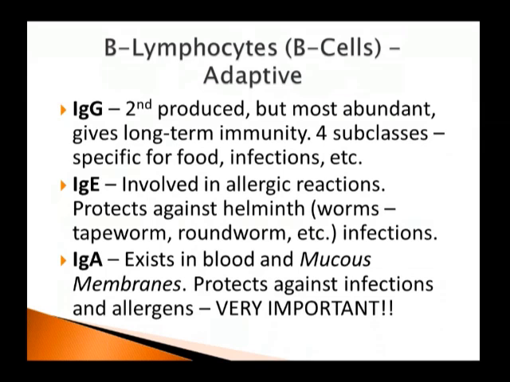And then we're going to talk a little bit shortly about IgA. IgA not only exists in the blood, but it also exists in the mucous membranes, and it helps protect against infections and allergens too, primarily within the surface lining of the digestive system, what's called the mucosal barrier.